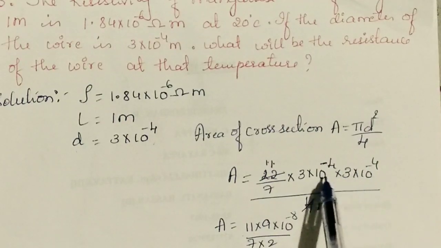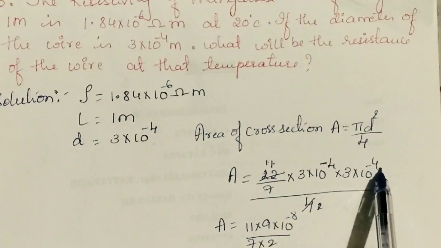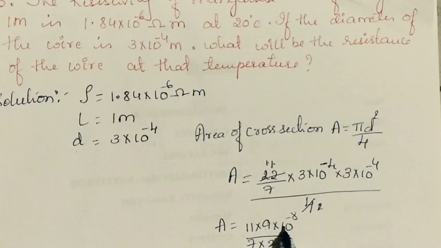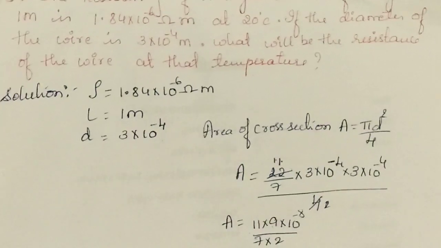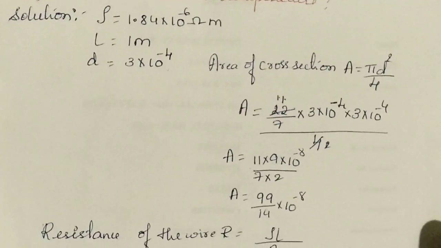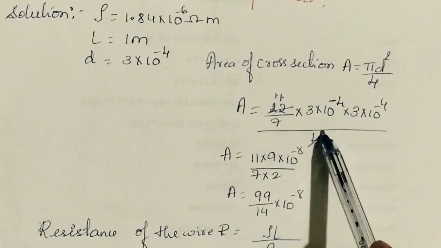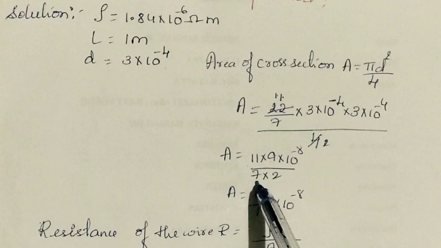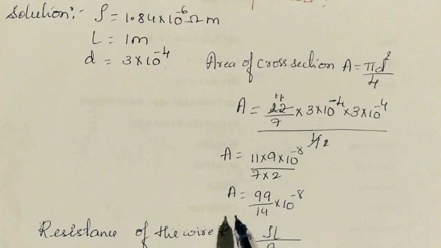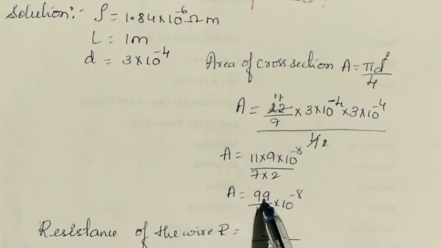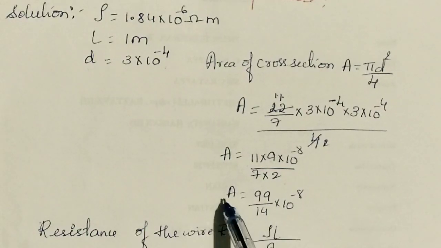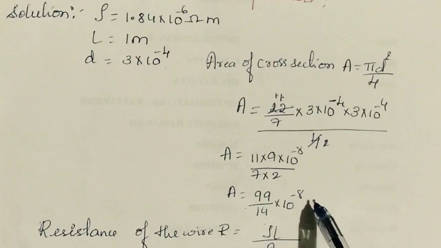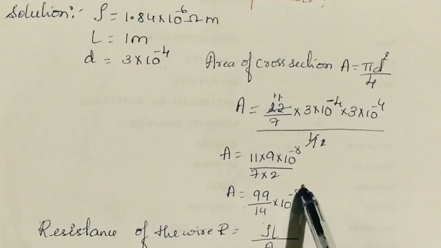If the base is the same, we can add the powers according to the exponent rule. So, 11 into 9, and minus 4 minus 4 is minus 8. So, 10 to the power of minus 8, whole divided by 7 into 2, because if I take the reciprocal, the 2 goes to the denominator. So, 7 into 2. Therefore, 11 into 9 is 99, and 7 into 2 is 14. So, A is equal to 99 divided by 14 into 10 to the power of minus 8. Now I know the value of A.